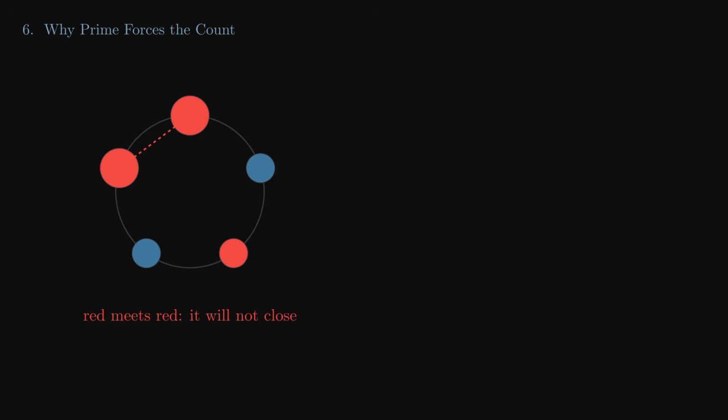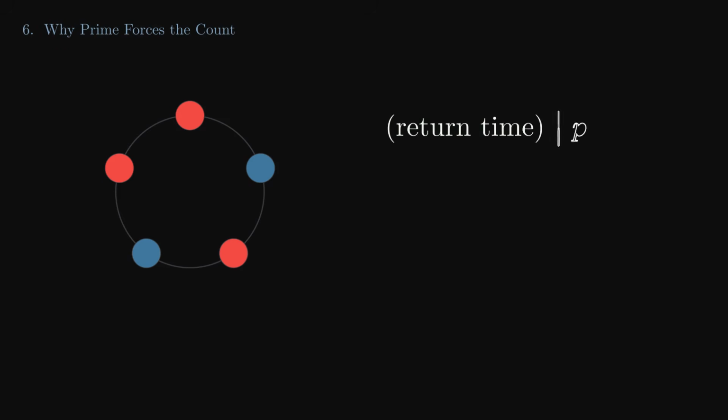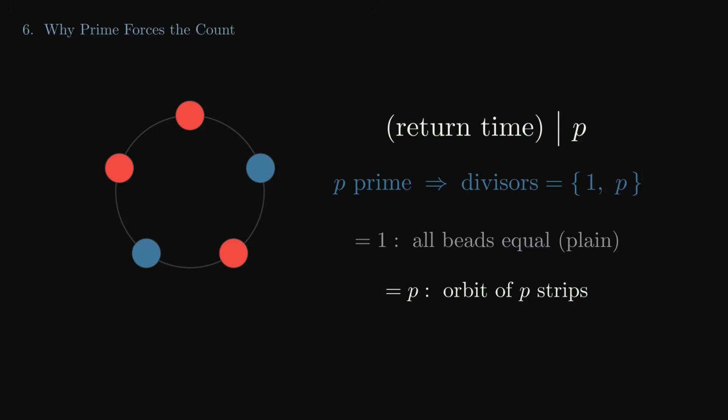The reason 2 failed is the reason everything works. The number of clicks it takes a necklace to return to itself must always divide the number of beads. That is a hard theorem about group actions, but on a ring you can almost see it. And when the number of beads is prime, its only divisors are 1 and itself. So the return time is either 1 click, which means the necklace never changed at all, and every bead is identical, or it is the full count of beads. Throw away the plain necklaces, and only the second option survives. Every mixed necklace on a prime number of beads has an orbit of exactly p strips, not fewer. This is the single place the whole proof spends its primality, and it spends all of it right here.